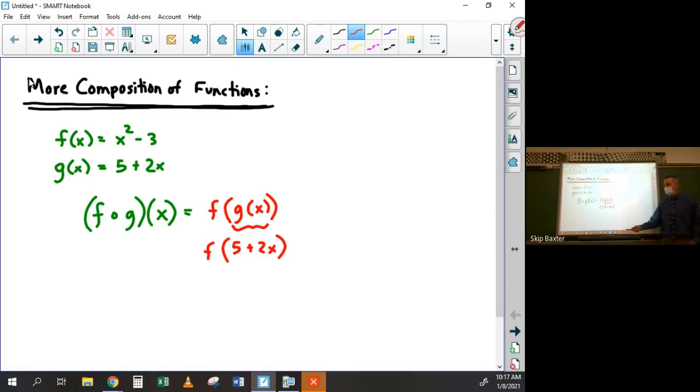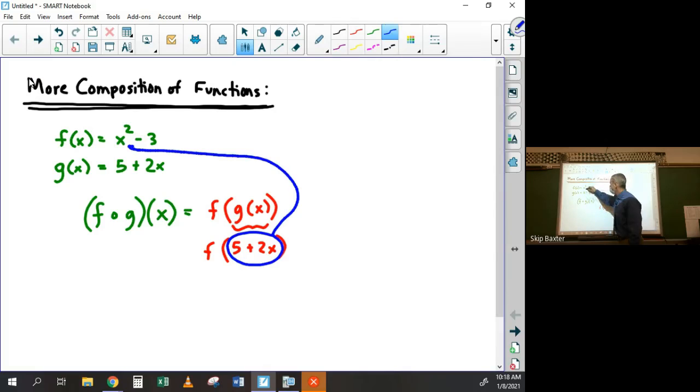But this is saying, take this 5 plus 2x and substitute it into f. That means take this expression and substitute it in for x in f. That's what that really means, right? So this is going to be (5 plus 2x) squared minus 3. That's f of g of x.